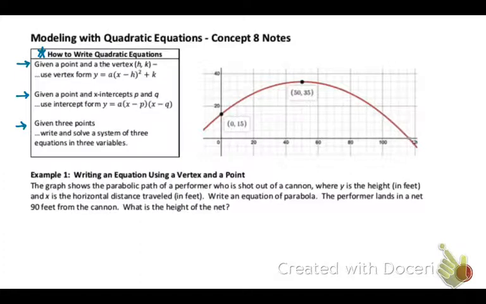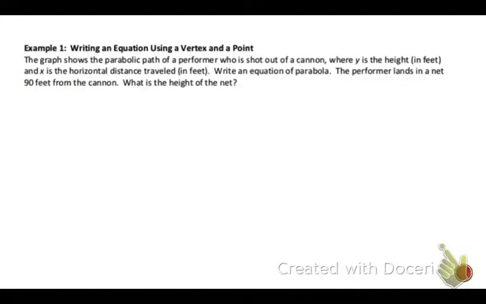So let's look at example 1, writing an equation using the vertex and a point. The graph shows the parabolic path of a performer who is shot out of a cannon, where y is the height in feet and x is the horizontal distance traveled in feet. So you can see that the performer starts at a height of 15 feet. Write an equation of the parabola. The performer lands in a net 90 feet from the cannon. What is the height of the net? So notice we have a point, (0, 15), and the vertex, (50, 35).